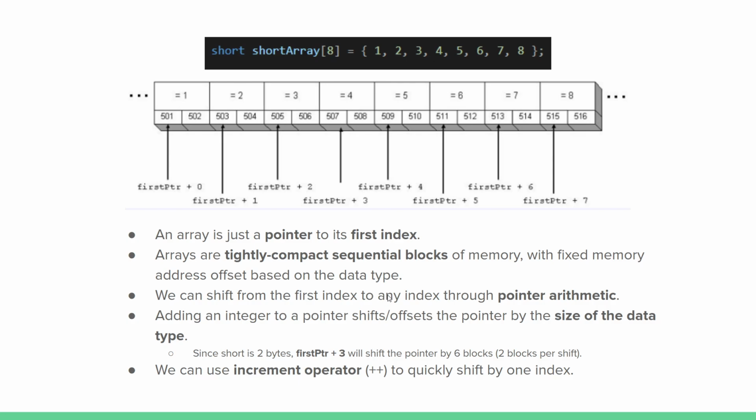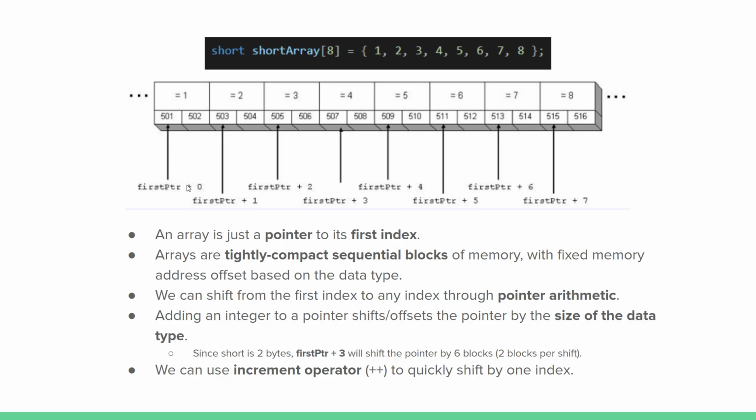So we can shift from the first index to any index through pointer arithmetic. If you think about this, it's like a vector, no? The way we use begin. That's why when you erase, it's like erase and then begin plus something. Kasi parang siyang the same, parang pares lang. We need the very first index, where the iterator is, wherever that is. So anyway, adding an integer to a pointer shifts or offsets the pointer by the size of the data type. So plus 0, plus 1, plus 2, plus 3.